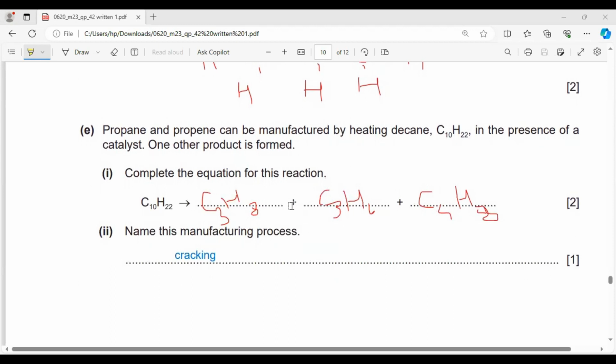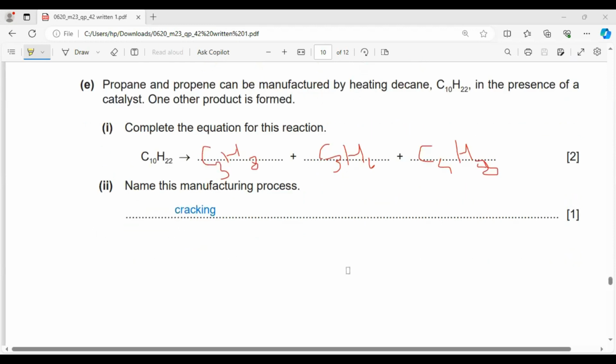Propane and propene can be manufactured by heating decane C10H22 in the presence of a catalyst. One other product is formed. Complete the equation for this reaction. So we have C10H22. This reaction is known as cracking. Here we will get 1 alkane and 2 alkenes. So we have C3H8 propane, C3H6 propene and C4H8 butene. Name this manufacturing process. So this is known as cracking.